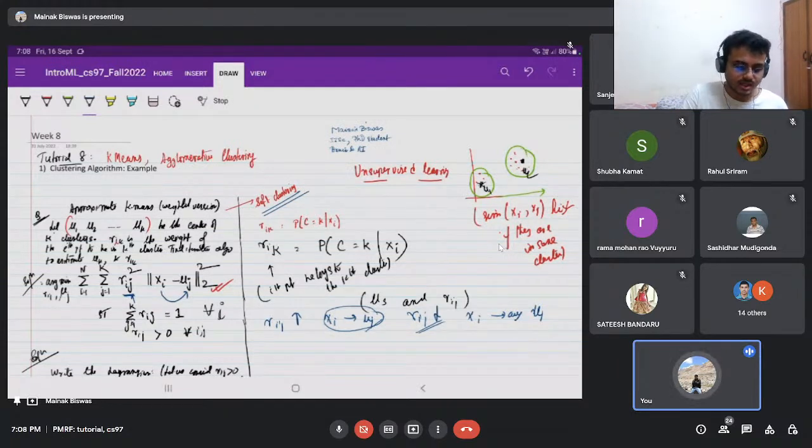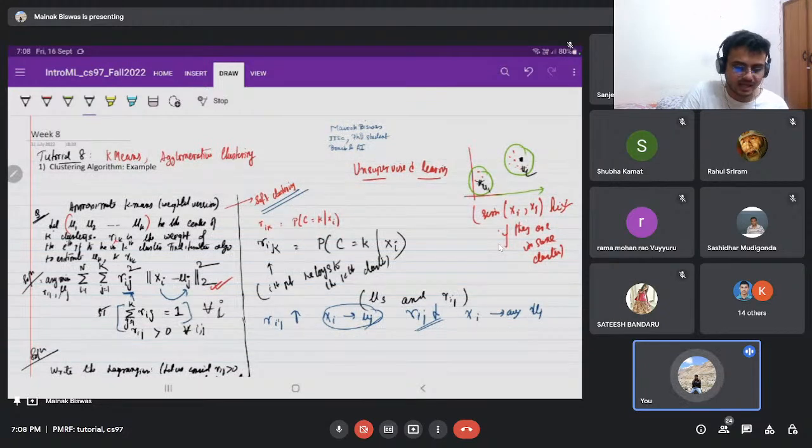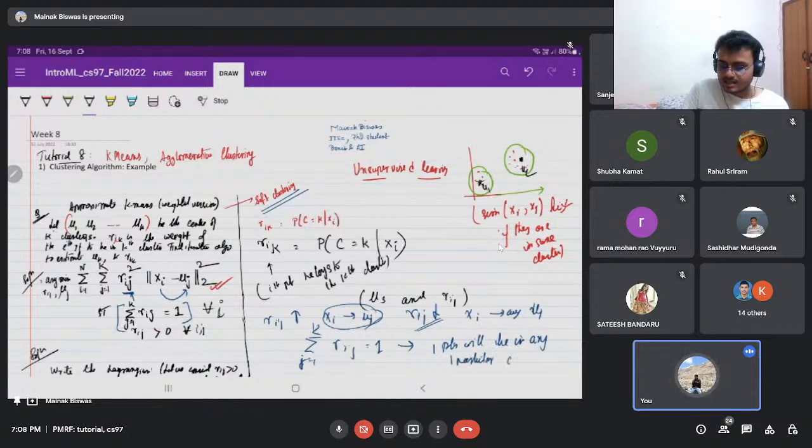But to do this question, you can see that for every i, the sum of Rij over j from 1 to k is equal to 1, right? Because Rij is a probability. It means one point will be in one particular cluster. So it's a probability mass function, and it will sum to 1, right?